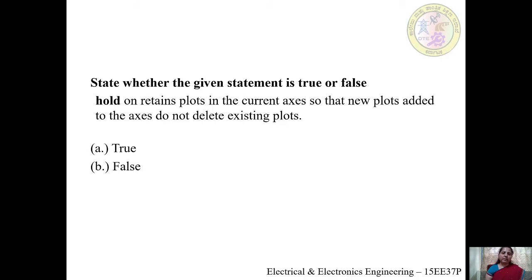And state whether the given statement is true or false. Hold on retains plots in the current axis so that new plots added to the axis do not delete existing plots. True or false? This is also true. That's what we did in our script. We used the hold on command because we wanted to plot the voltage and current waveforms using the same axis. So the correct answer is true.